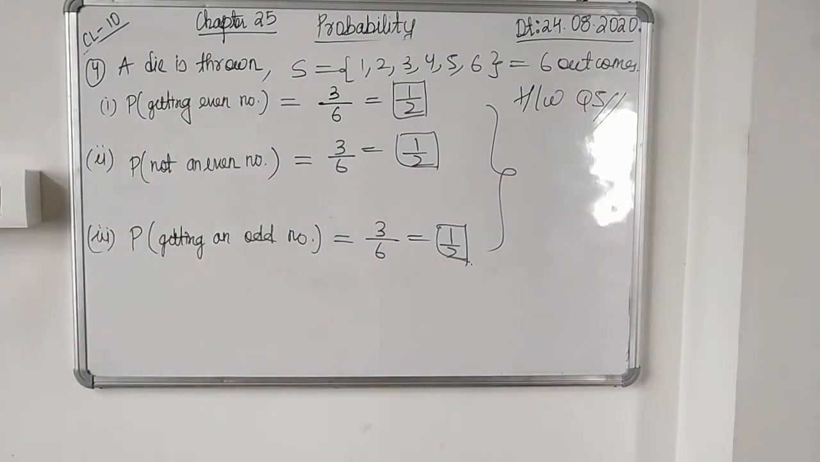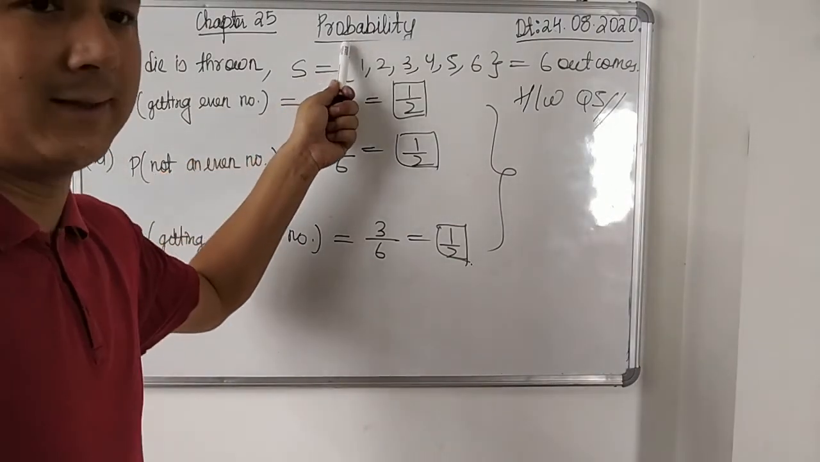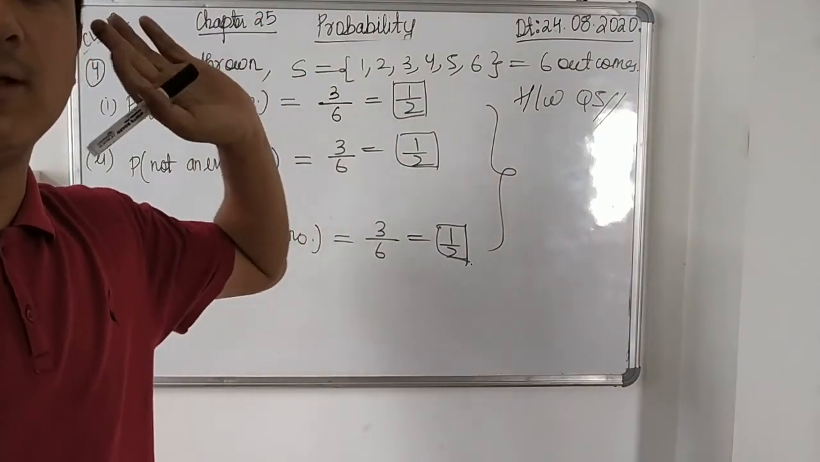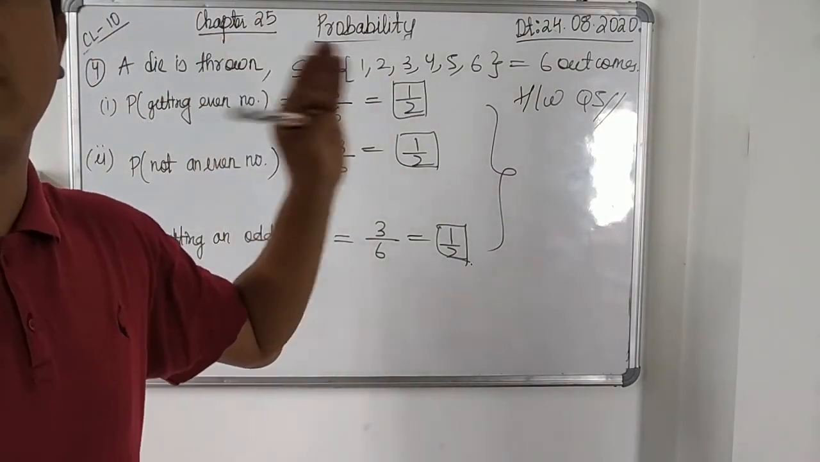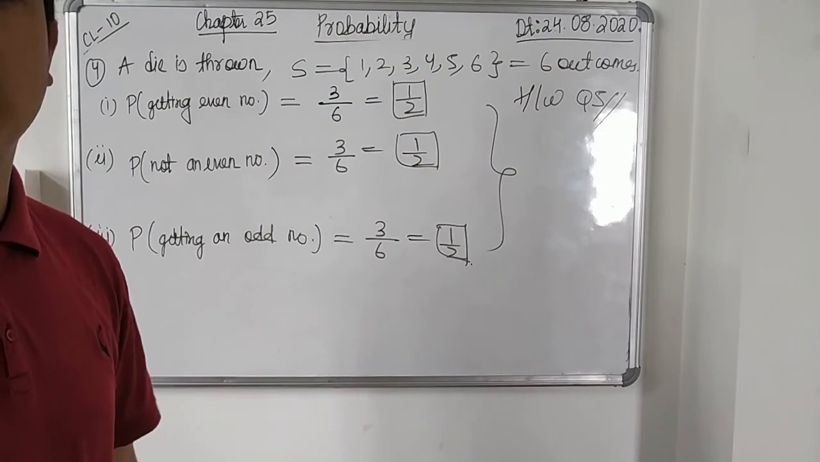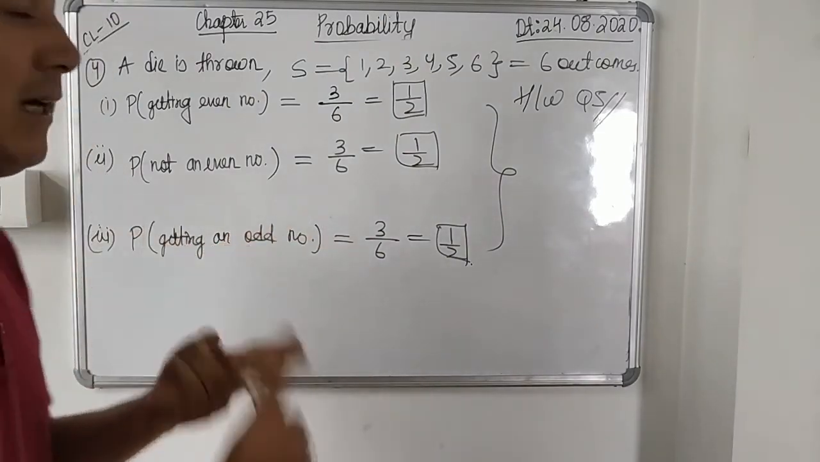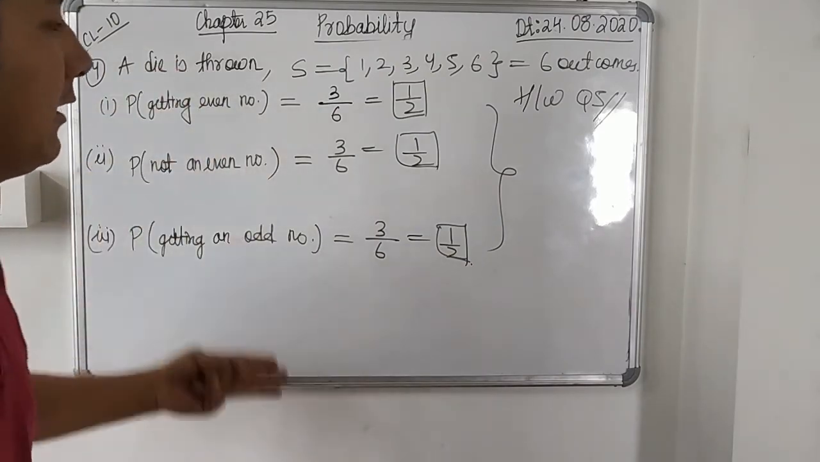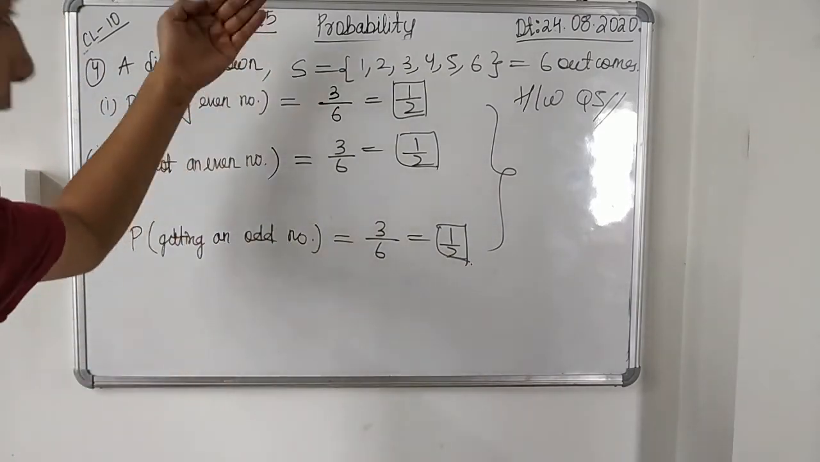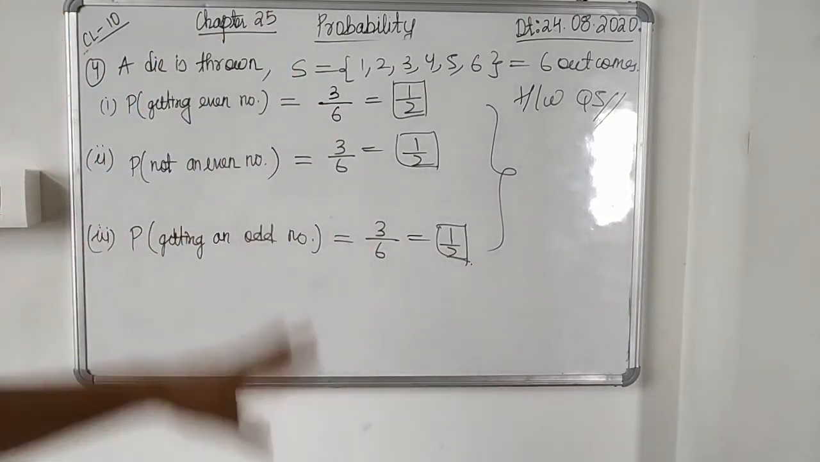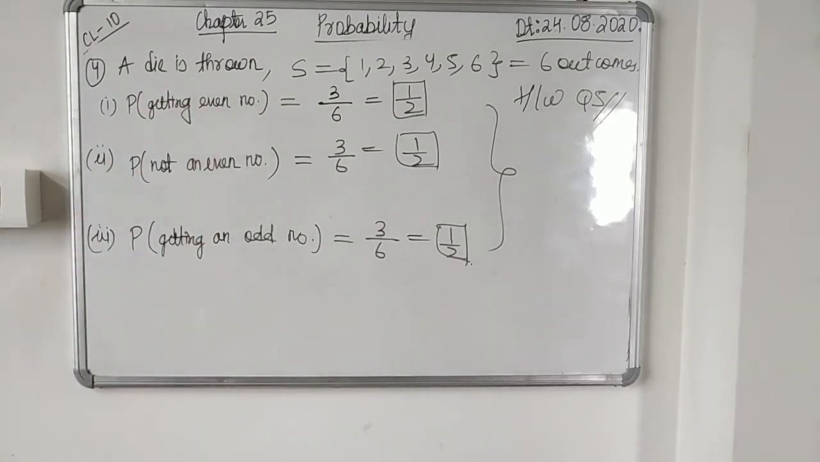I hope you're clear with the definition of probability. Once again, the probability of any event is the number of favorable outcomes divided by the total number of outcomes. Please understand experiment, sample space, and how to find the probability. For today, please practice these 5 questions, and then tomorrow we'll continue our class from here.